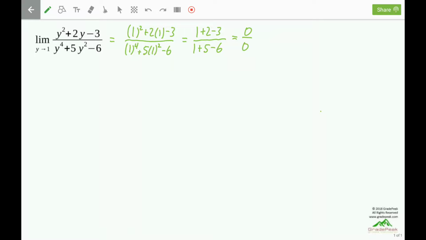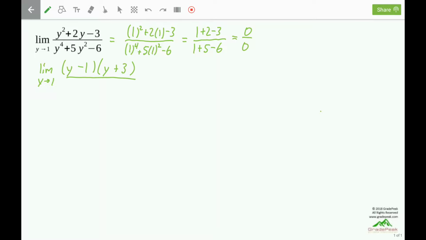We will need to rework this by trying the factor and cancel method since these are power functions. So we will have the limit as y goes to 1 of, in the numerator, a trinomial factoring. Since it's y squared, I'll have a y and a y. I need two numbers that will multiply to be a negative 3 and add to be a positive 2. I believe we will want a plus 3 and a negative 1 to do that.